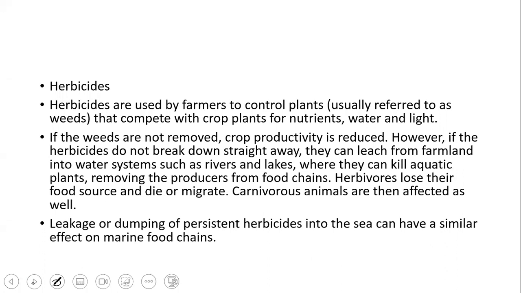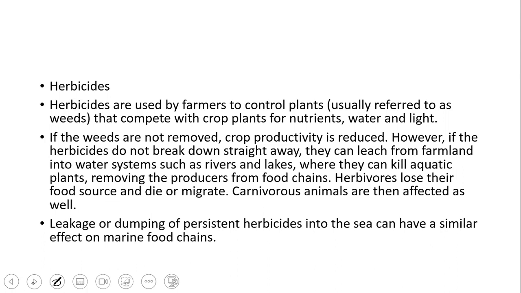One problem again with herbicides is that they kill indiscriminately. They kill the good plants, they kill the bad plants, but fine. Now what is going to happen is that these herbicides often leach from the farmland, they travel down the soil into rivers and lakes. And what do they do in rivers and lakes? When they reach the rivers and lakes, they start killing the plants in the rivers and the lakes. This is what I meant. They kill indiscriminately.